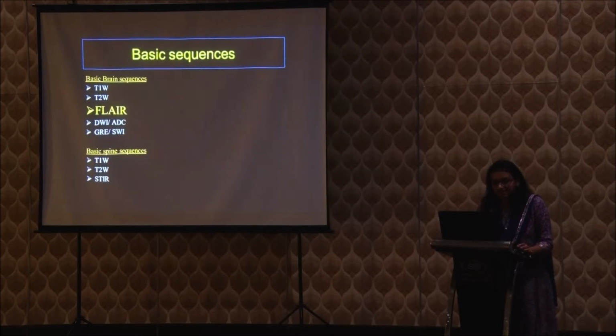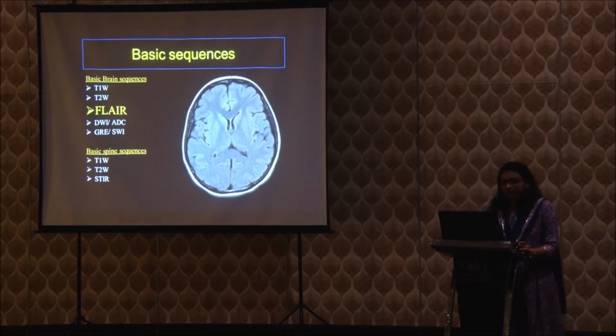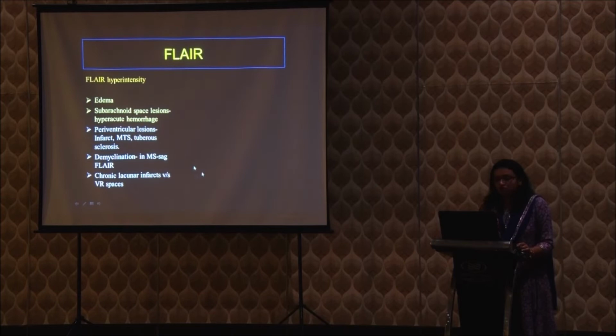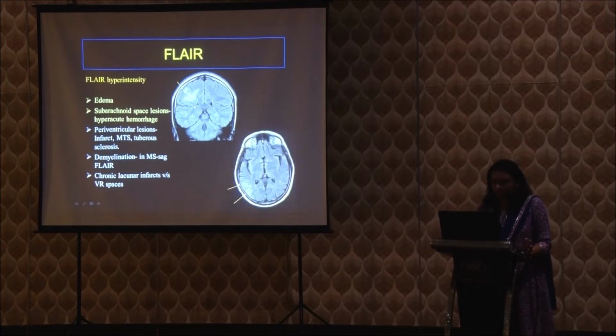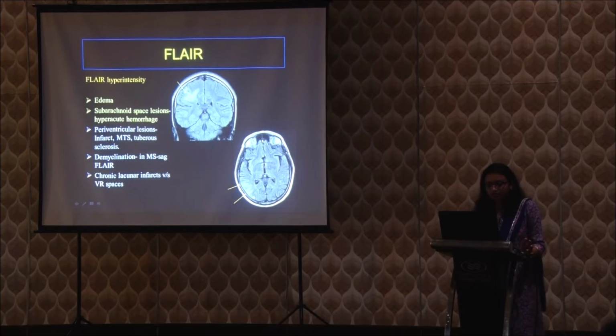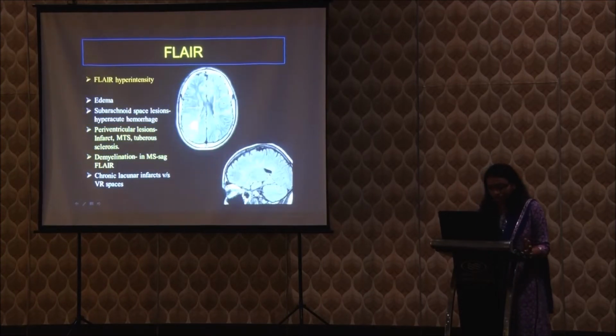So the next basic sequence is FLAIR. FLAIR is a variation of T2 but the CSF is suppressed and the CSF appears dark. So most of the abnormalities are very well seen on FLAIR. So edema, subarachnoid hemorrhages are the first things that we will discuss. So this is a case of granuloma. There was hyperintensity surrounding it which was suggestive of edema, and this was a case of subarachnoid hemorrhage, and there was hemorrhage along the sulcal spaces which was well seen on FLAIR in the right temporal region.